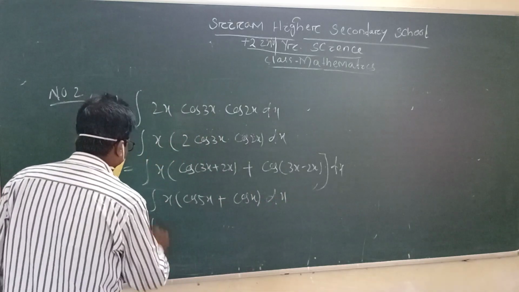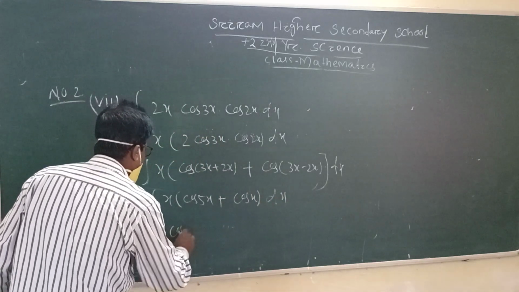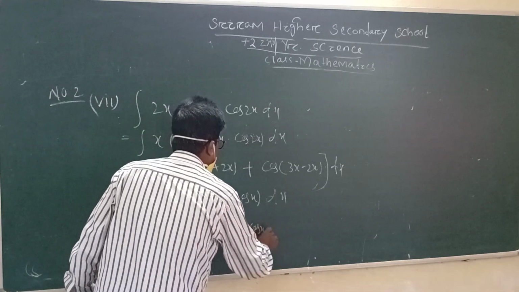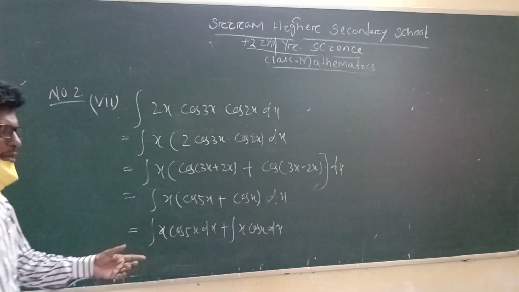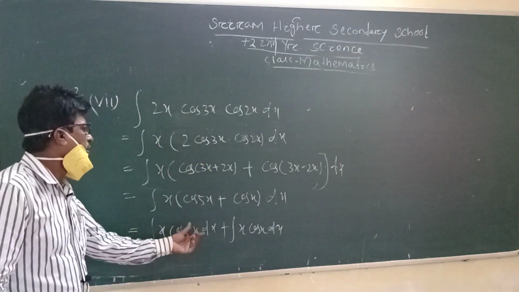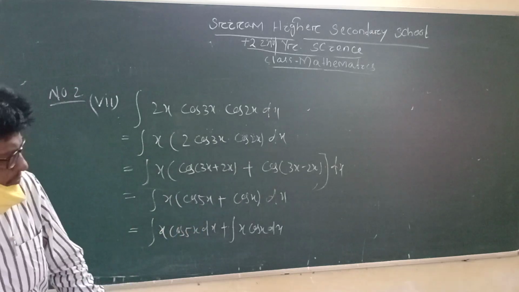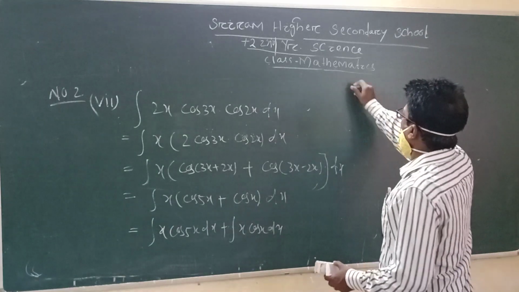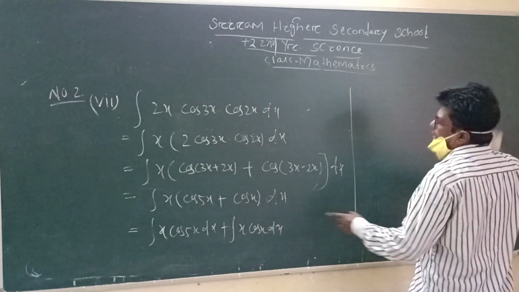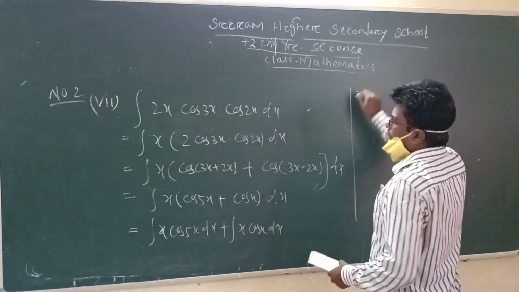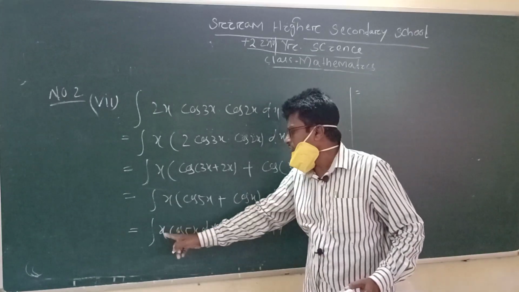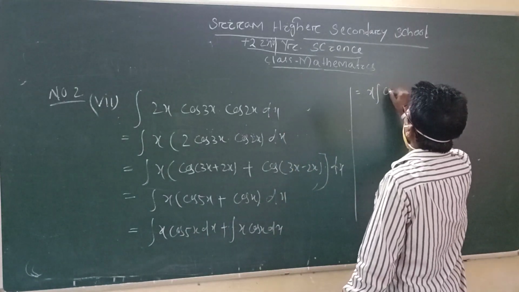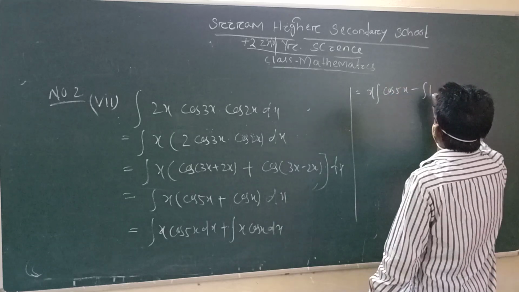So there are two problems, x cos 5x dx plus x cos x dx. You look, using integration by parts, that is first function and that is second function. Now I am going to solve this problem also. From the first integration, that is x cos 5x. X is the first function and cos 5x is the second function, no doubt. That is algebraic first function and trigonometry is the second function.